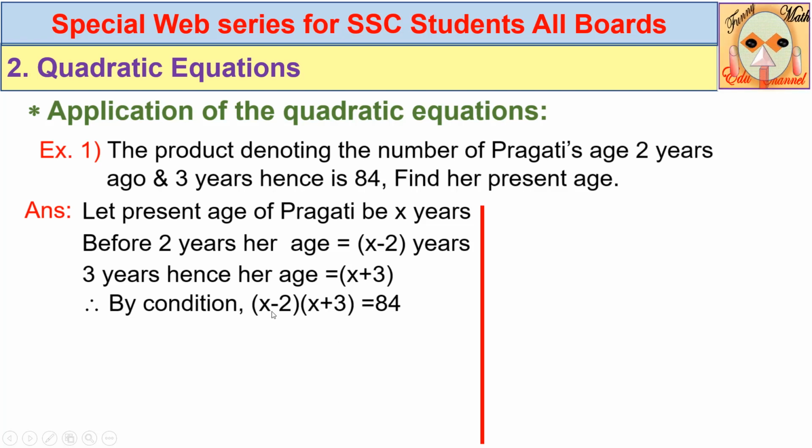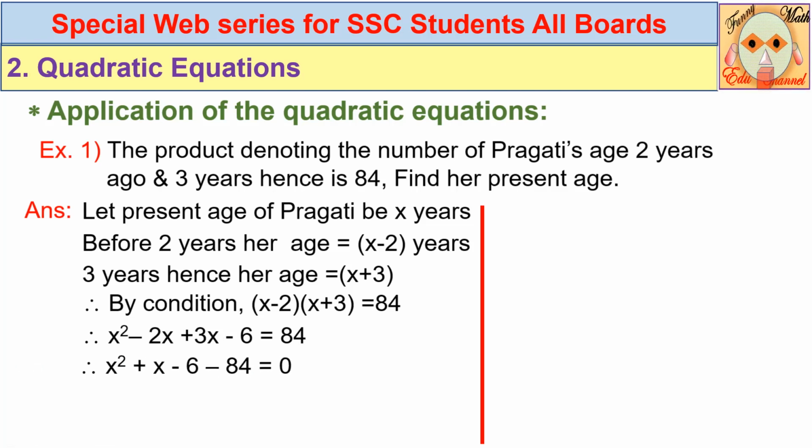And you know that this is a quadratic equation. When you solve this one, you get a quadratic equation and then you can obtain its roots, and that will be the answer to our problem. So let us do the product. First multiply x by the second bracket, that is x plus 3. So you get x square minus 2x plus 3x minus 6 equal to 84. Now in the next step, what is our aim? Our aim is to solve this quadratic equation. So shift this 84 to the left. So we get here x square plus x minus 6 minus 84 equal to 0.